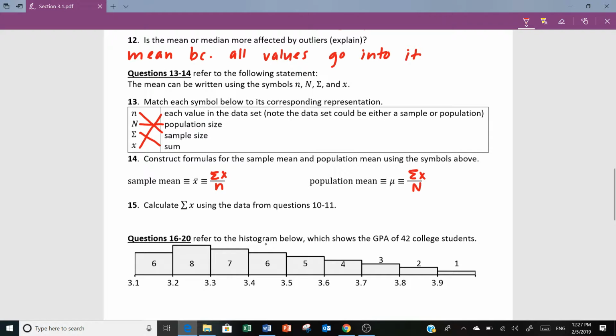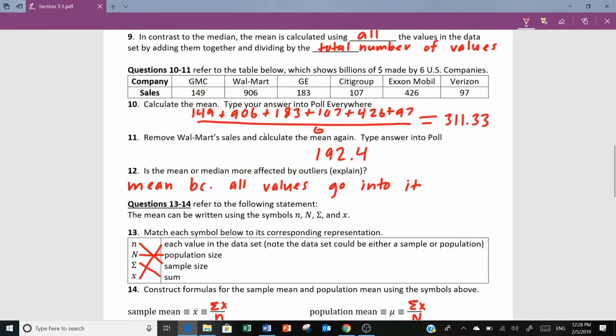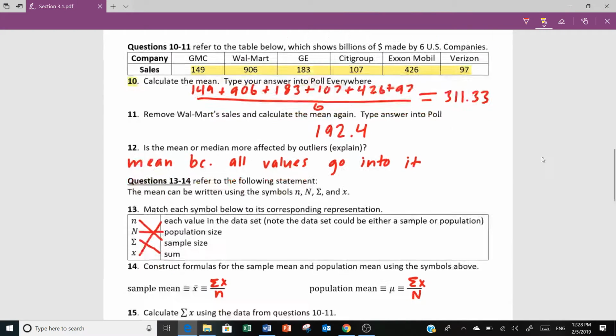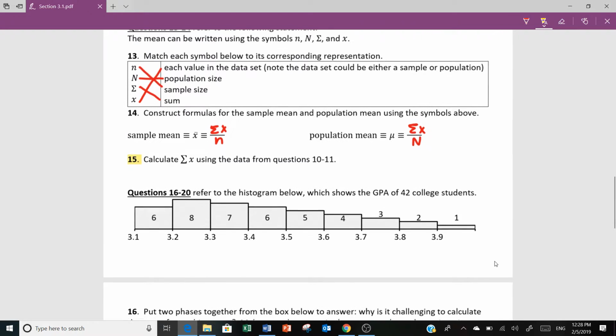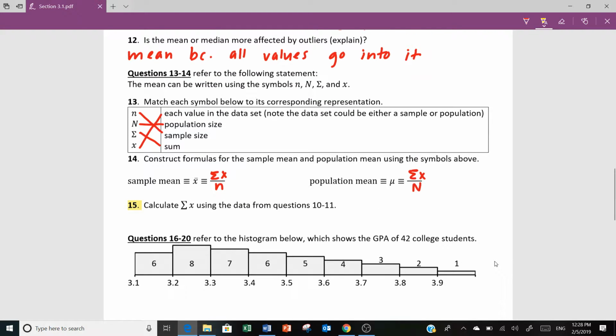Let's go ahead and find sigma x from questions 10 and 11. So if we go back to 10 and 11, we see that here's the data. This is not the data we're using for question 15. You want to use this stuff. So that's what we're using for 15. Find sigma x. You'll need a calculator.